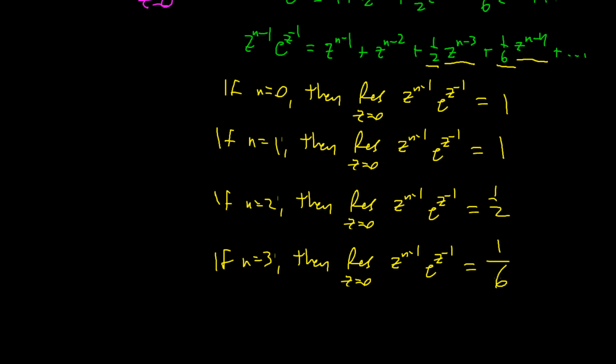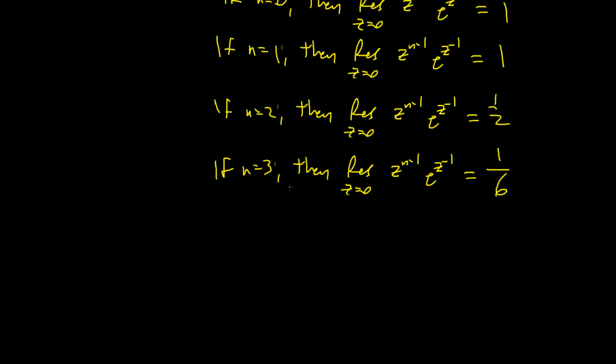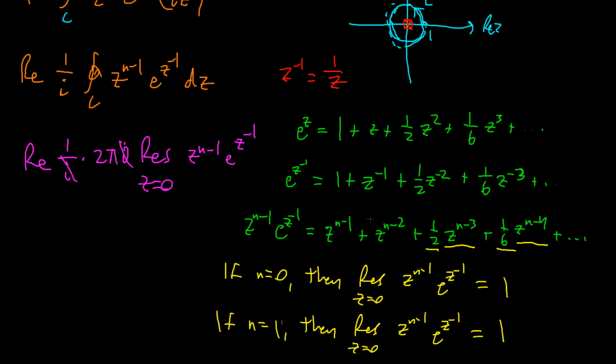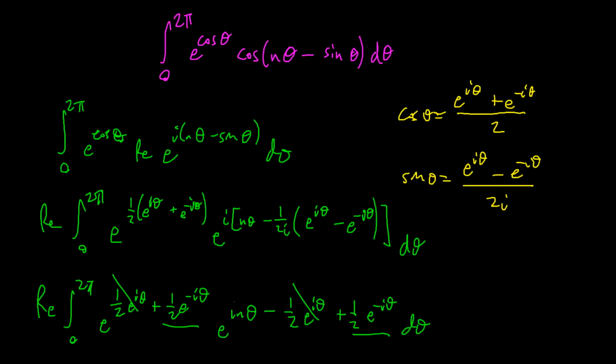So hopefully you can see the pattern by now. For general n, it is going to be 1 over n factorial, because that is the coefficients in the Taylor series of e to the power of z. So we have an answer now for our monster integral. This is going to be the real part of 2 pi times 1 over n factorial. This is a real number, so we can just say that the answer is 2 pi over n factorial. That is the answer to our integral.